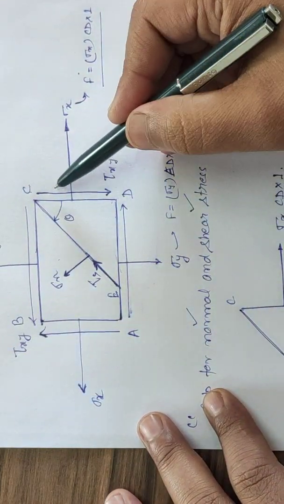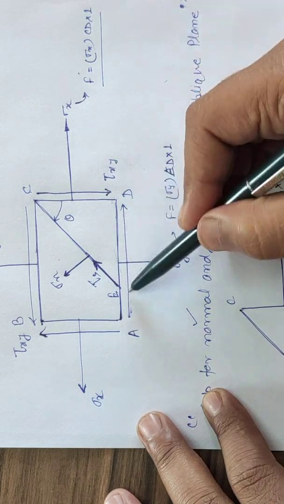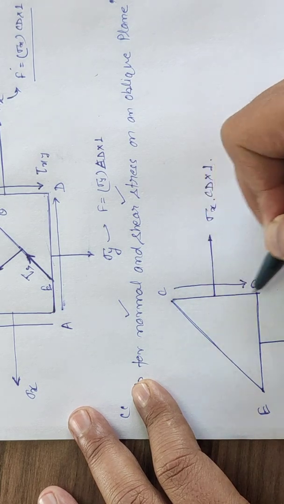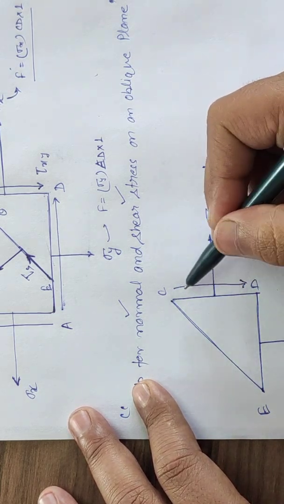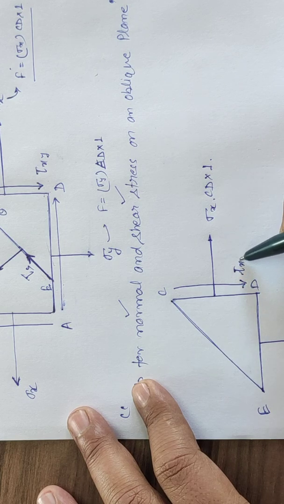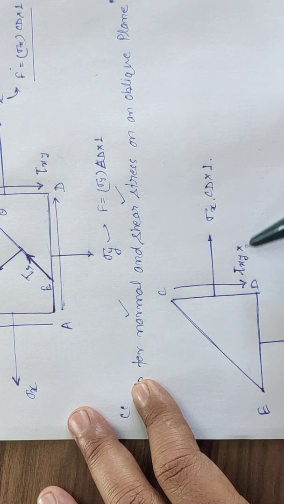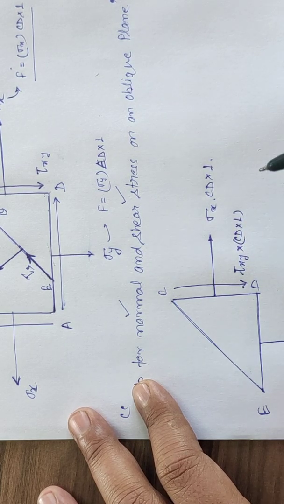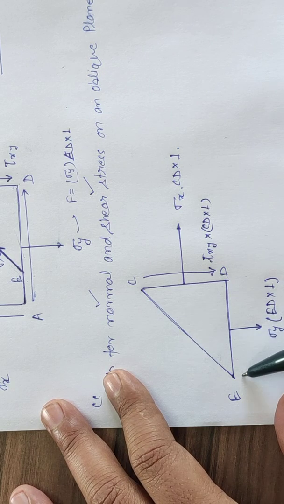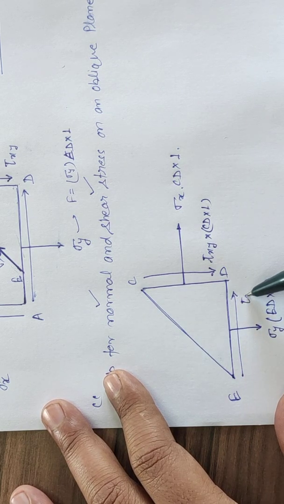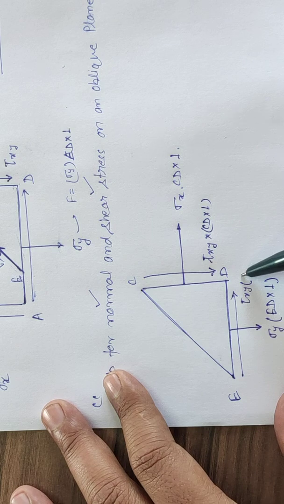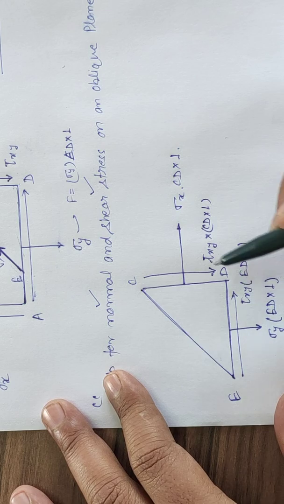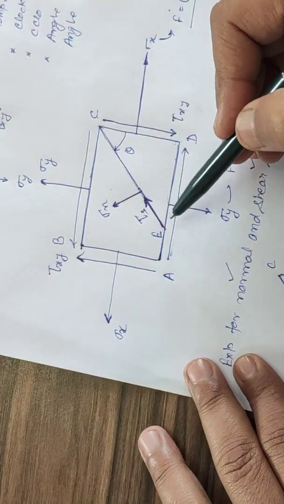On this member we have tau xy and tau xy, both the stresses we will consider. So this force in the negative y direction will be tau xy multiplied by length CD, thickness 1. We are calculating force as stress multiplied by area, and here again tau xy, ED multiplied by 1. Now we have considered all the forces.